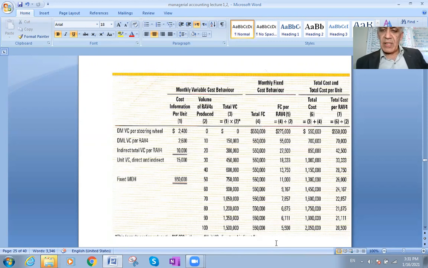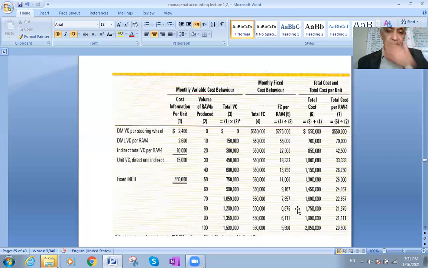Now, let us go for the total costs. Total costs equal the fixed costs plus the variable costs. So I will calculate column number 6, which equals the numbers of column number 3 and column number 4, because total costs equal variable cost plus fixed cost all together.